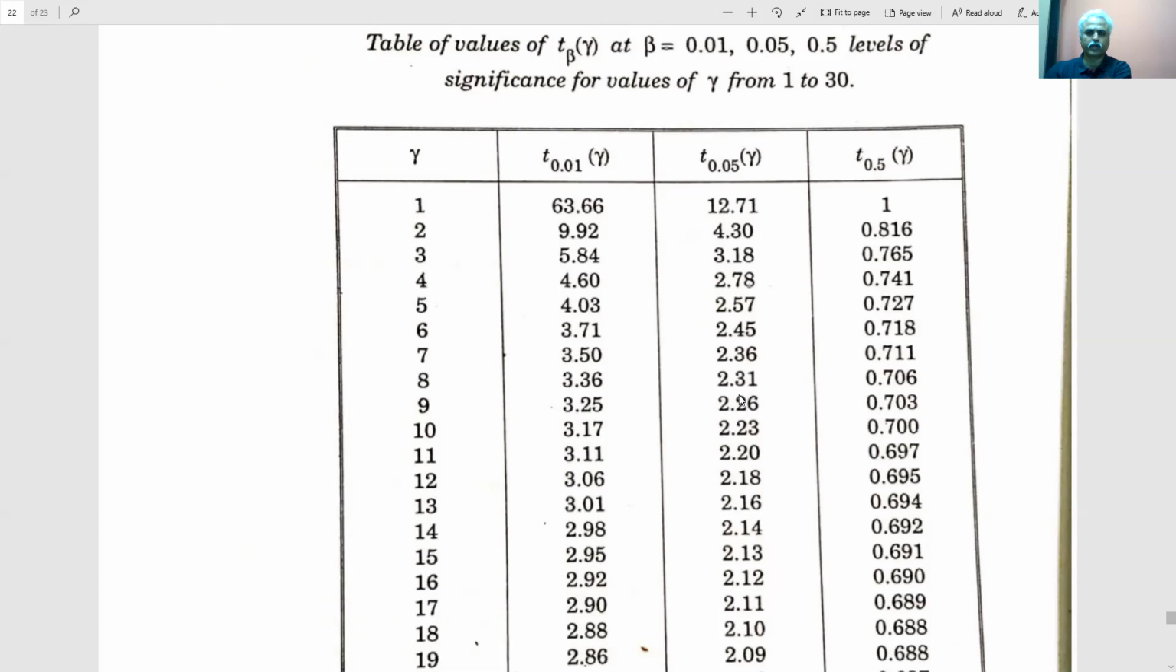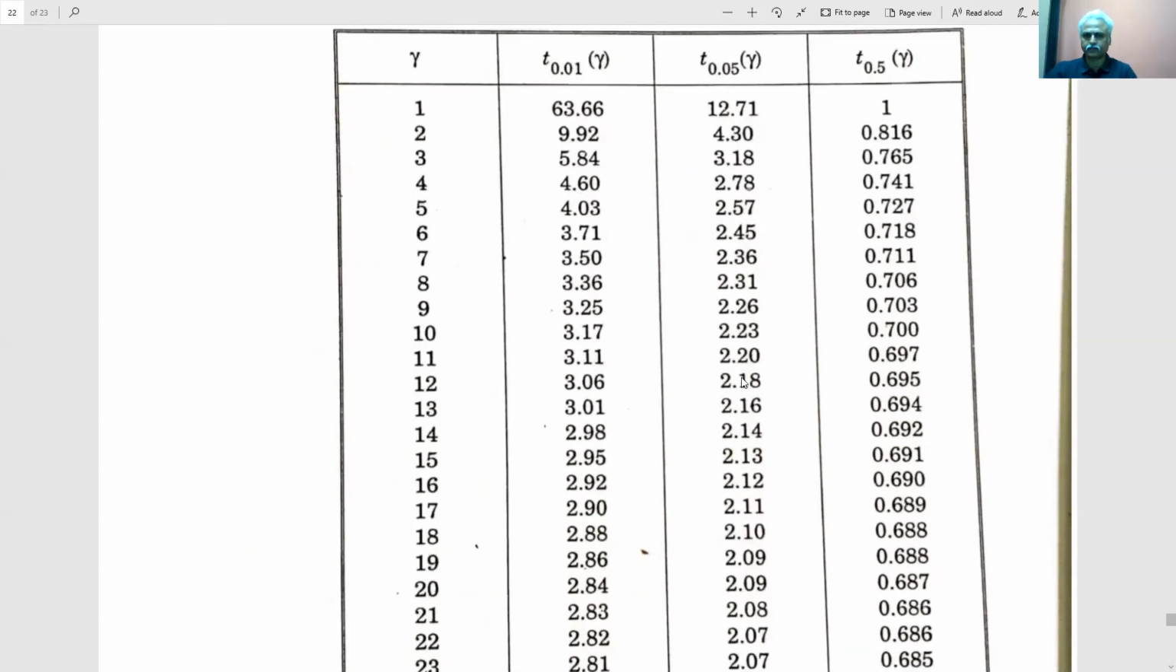Suppose there are 13 degrees of freedom and you want 99% confidence. What is the number? 13 degrees of freedom, 99% means 0.01 significance, and the number is 3.01. One more: suppose 95% confidence, 11 degrees of freedom. That is the intersection of these two lines, one line and the second line, and 2.20 is the number. So for 9 degrees of freedom, 95% confidence, it is 2.26.